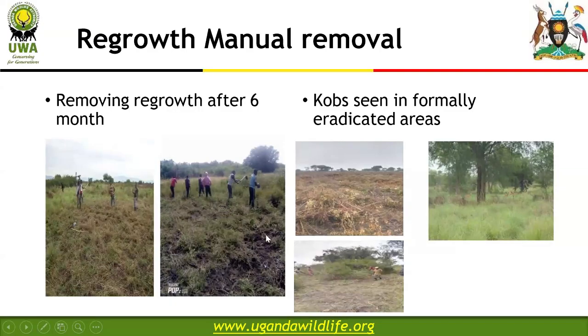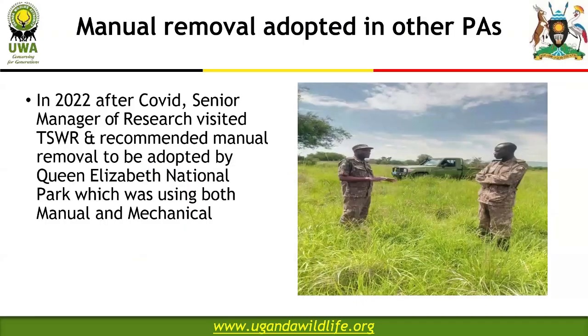And all these photos. So when we did that, this photo here is where we are seeing some recovery. And Uganda kobs, we would see them coming back. And yes, we would now comfortably say that we are trying to manage.